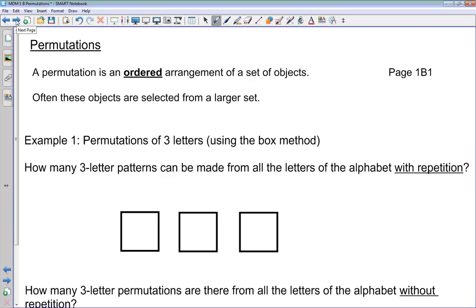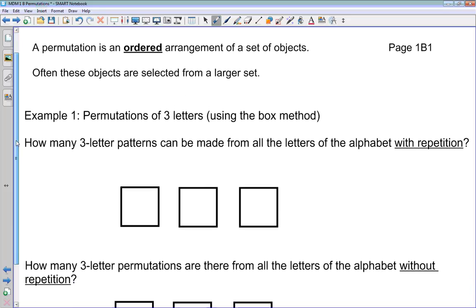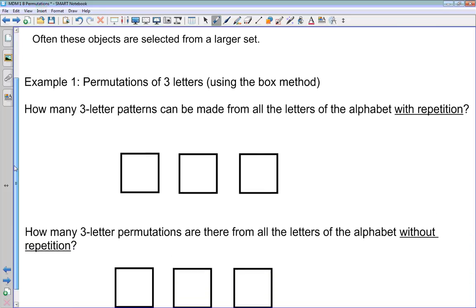What is a permutation? It's an ordered arrangement of a set of objects. And again, this is straight out of your learning guide, page 1B1. Often these objects are selected from a larger set. So here's an example of doing a permutation using what's known as the box method.